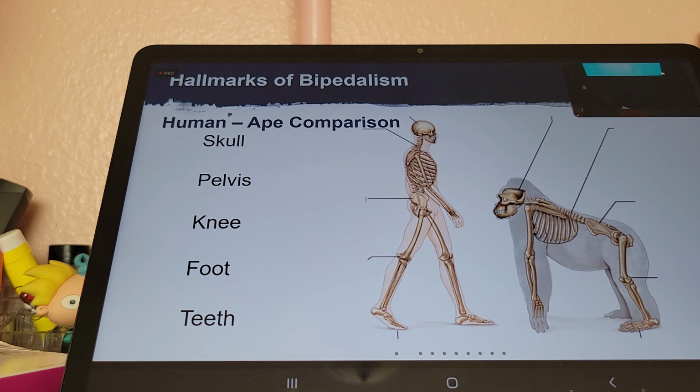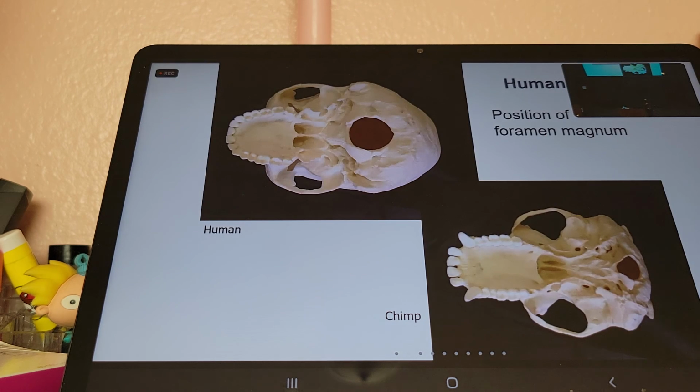All right. So again, we're going to look at the skull, pelvis, the knee, foot, and teeth. So the human, pretty clear. The animal on the right is a gorilla. So we're going to look at the skull, the pelvis, the knee, and the foot. And then we're going to look at the teeth. Okay, this is just a quick overview.